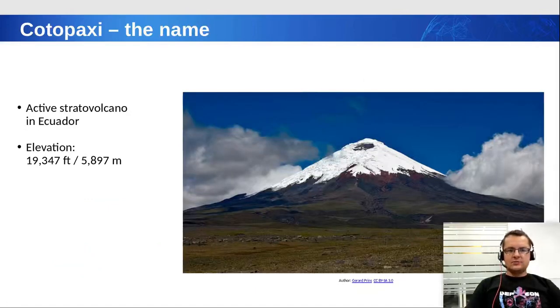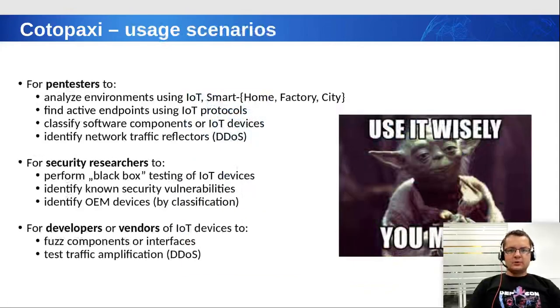When it comes to this strange name, Cotopaxi is an active volcano in Ecuador, and it's quite an interesting target for climbing. Cotopaxi can be used by different security personnel. If you're a pen tester, you can use it when you're performing a black box assessment of large environments like a smart home, smart factory, or smart city. If you're a security researcher, you can analyze network traffic of a tested device, identify known vulnerabilities, or check for OEM devices. And finally, if you're a developer or vendor, you can fuzz your devices and check whether they can be used in distributed denial of service attacks.